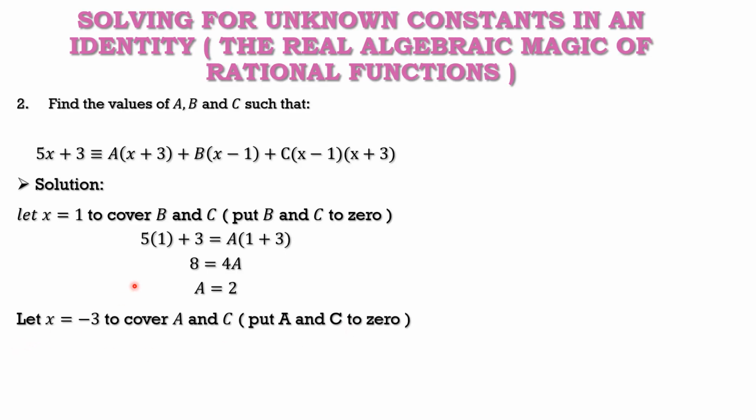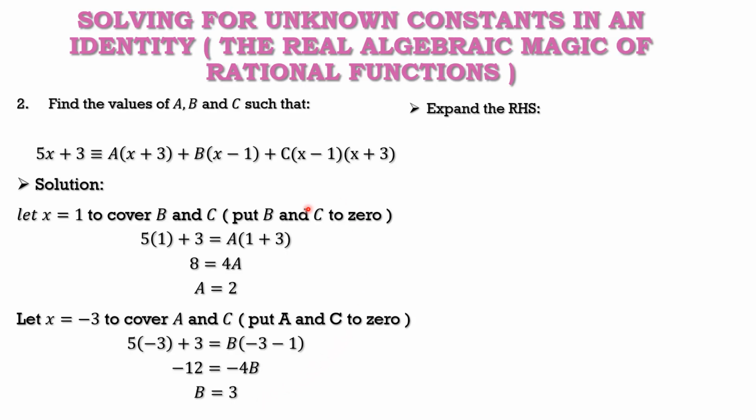Then here too, we are also going to cover a. In what way? By letting x equal to minus 3 to cover a and c. So here we are going to get 5 times minus 3 plus 3 equal to b times minus 3 minus 1. Then we are going to have minus 12 equal to minus 4b. We divide both sides by minus 4, then we have b to be 3.